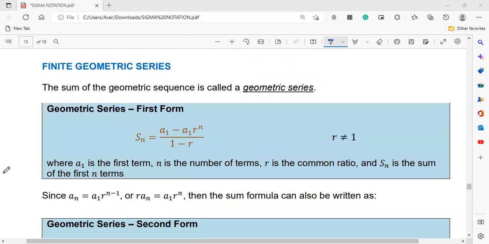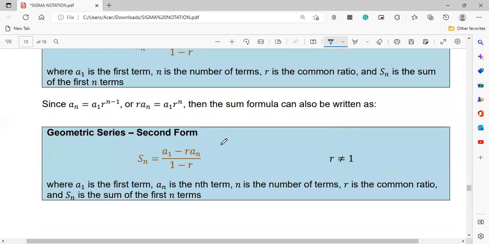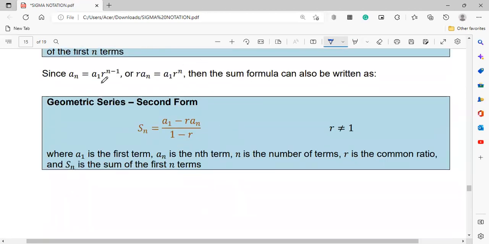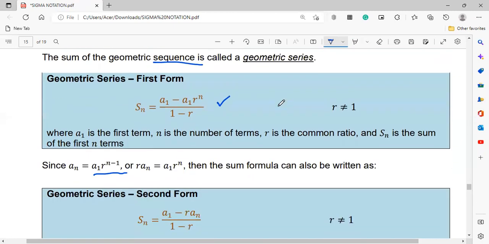Now, there is what we call a geometric series also, which is getting the sum of the geometric sequence. That is finite. So in this case, we have the formula: the first term, a sub 1, minus a sub 1 r raised to n, divided by 1 minus r, where a sub 1 is the first term, n is the number of terms, r is the common ratio, and S sub n is the sum of the first n terms. If we substitute, we let a sub n be a sub 1 r raised to n minus 1.